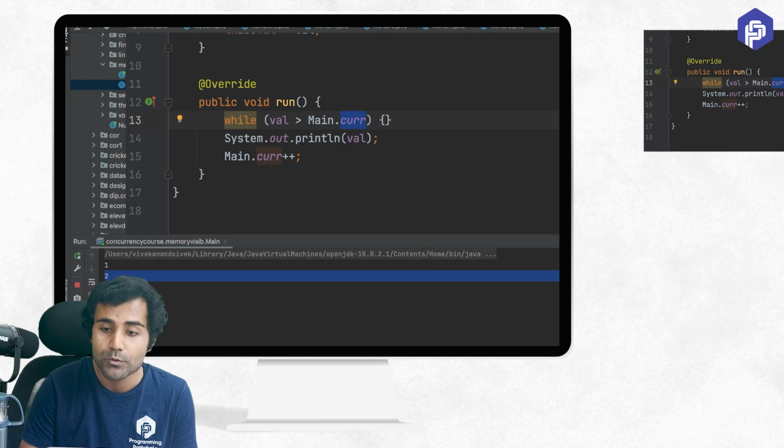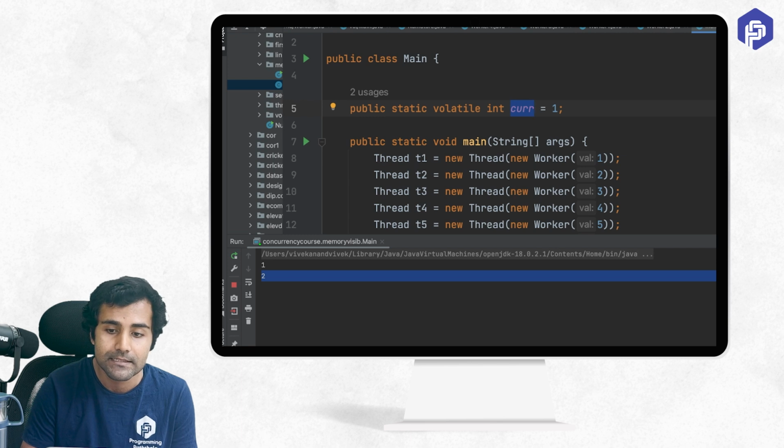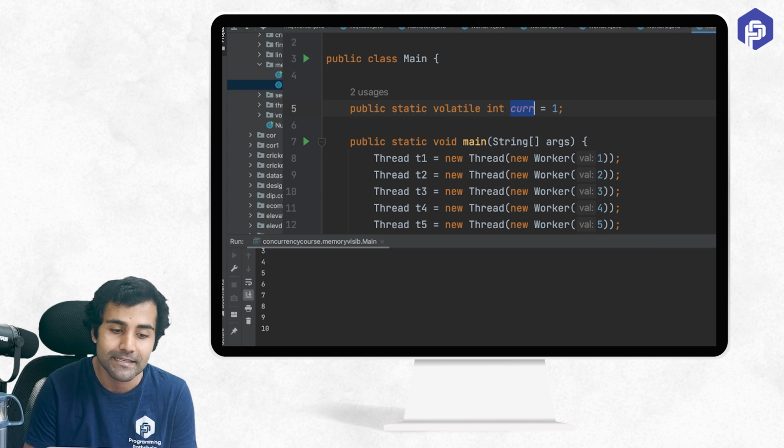So if I just kill this and run this program over and over again, you will see that you will never land in the same memory visibility issue again. I have just run it and the output is as expected, from 1 to 10. You can run it several times to convince yourself that merely by changing this variable to volatile, the job got done. Okay, so keep it in your mind.